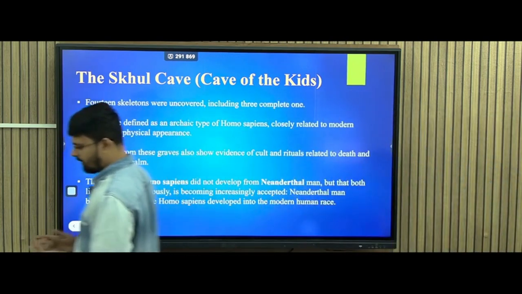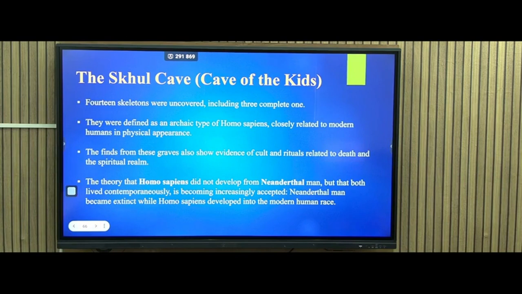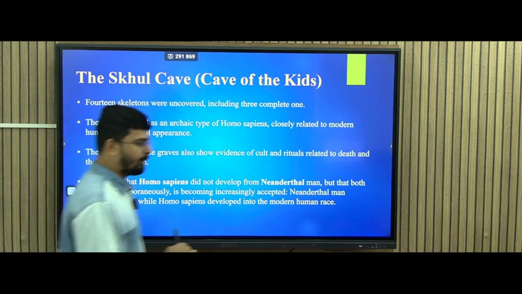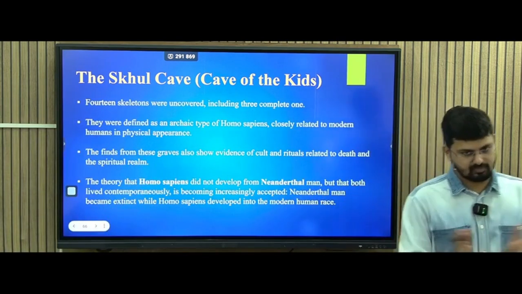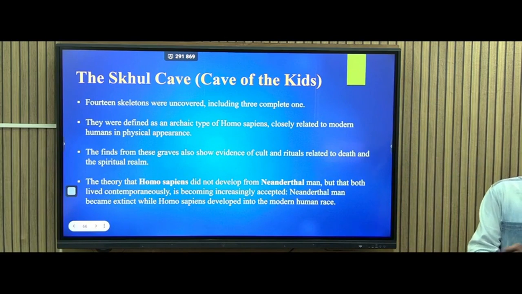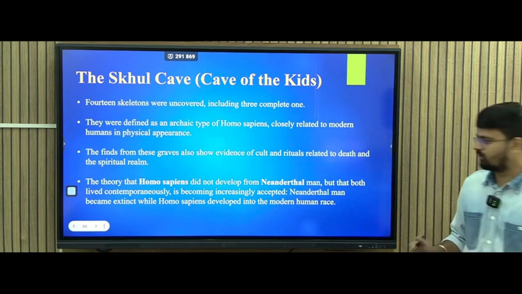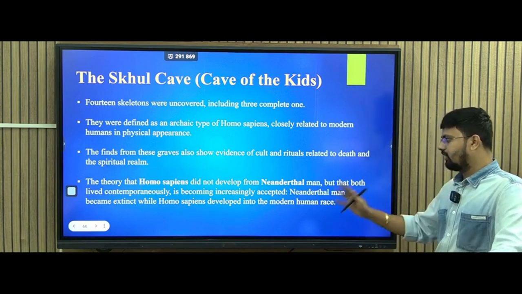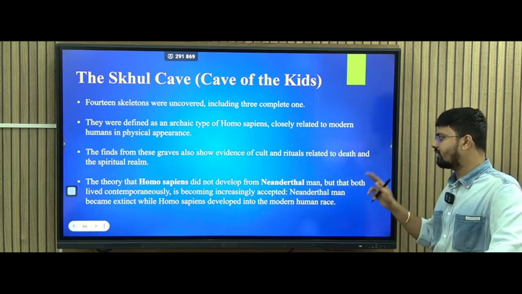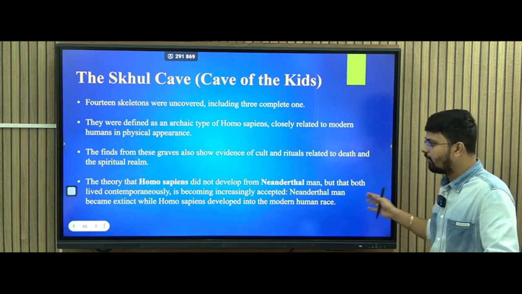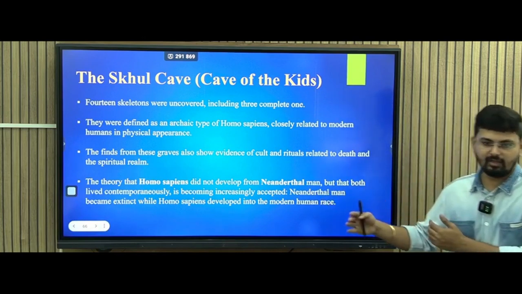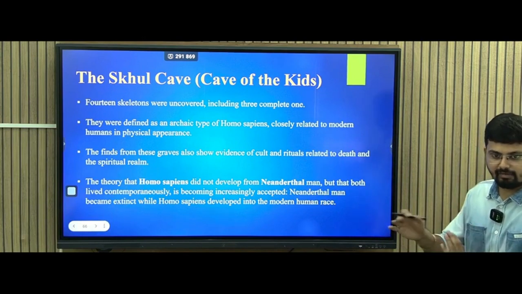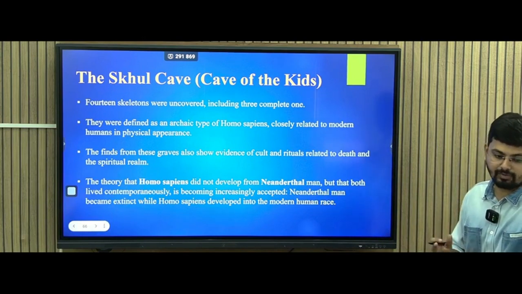Again, there is the question of whether Neanderthal should be called Homo sapiens neanderthalensis or Neanderthal man, or whether Homo sapiens evolved from Neanderthals or they diverged themselves. That was a question, and it is still being debated. The theory says that Homo sapiens did not develop from Neanderthals, but both lived contemporarily during a particular period. This is very clearly evident from the DNA.